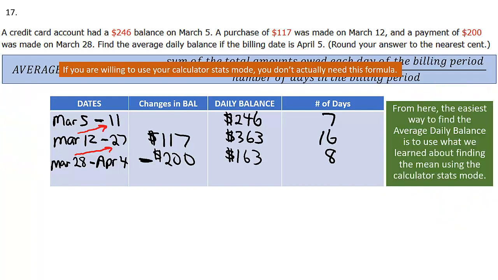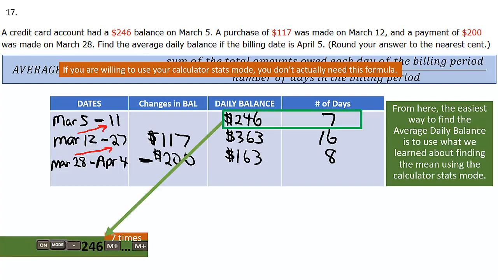And how do you do it? The easiest way, and the way I recommend, is to use the stats mode and calculate this as a mean. And we just did that. So what you do is you take your calculator, you press the on key to make sure you've cleared out any old information that might have been stored in the calculator. Then you take mode period, that puts you in stats mode, and then you type in the first daily balance, the number of times indicated by the number of days.